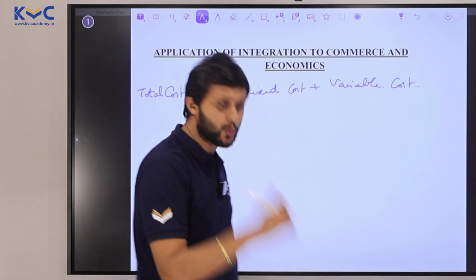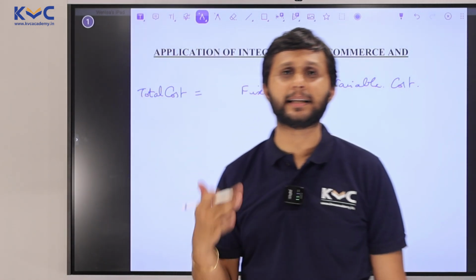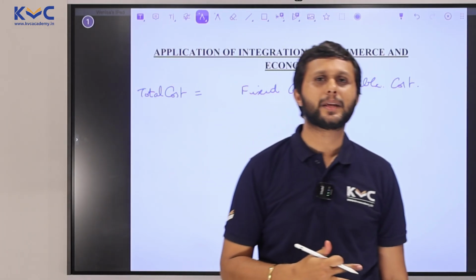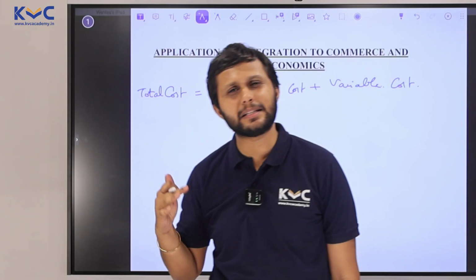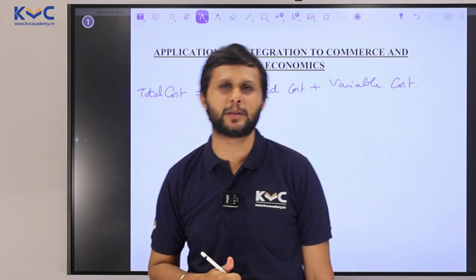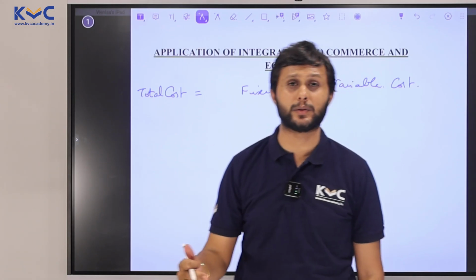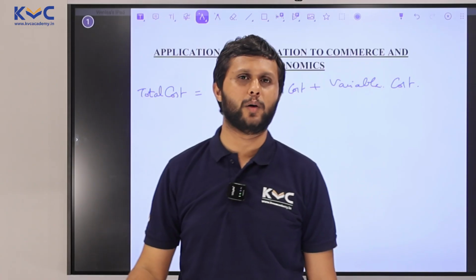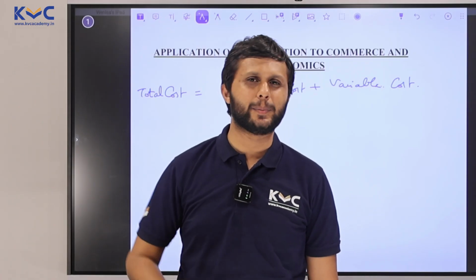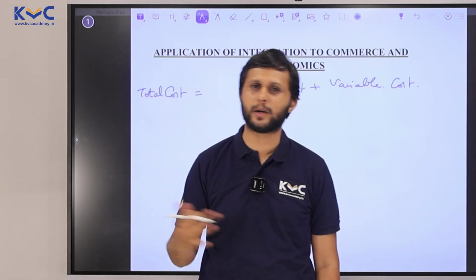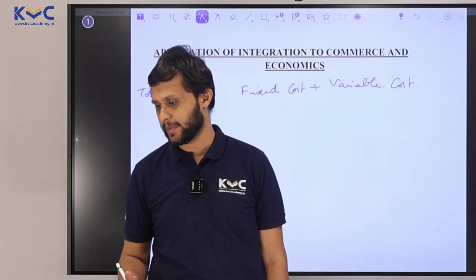If I produce 1 unit, let's say my fixed cost is 10,000. If I produce 2 units also, it will remain 10,000. If I produce 3 units, it will still remain 10,000. If I produce 10 units, it will remain 10,000. If you produce 100 units, it will remain 10,000. This cost will not change with the level of output. Examples could be rent, salaries, and some other expenses which will not change with the level of production.